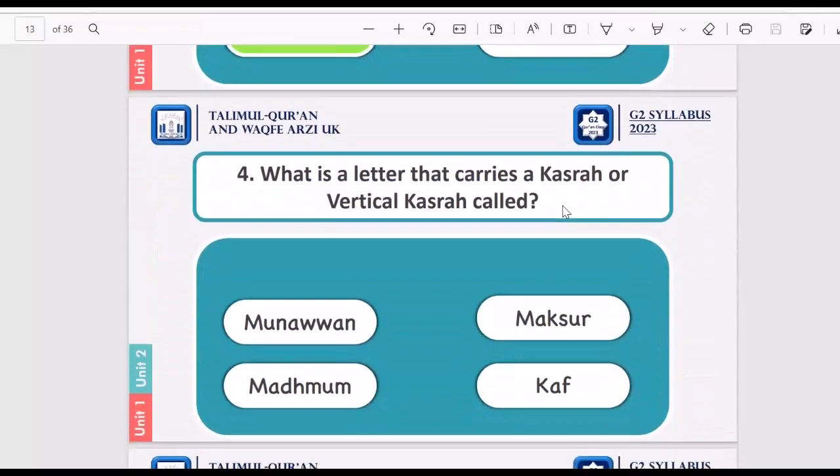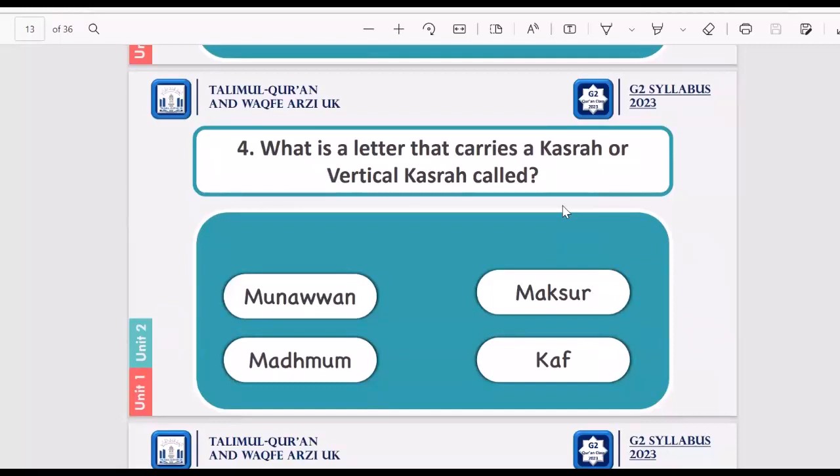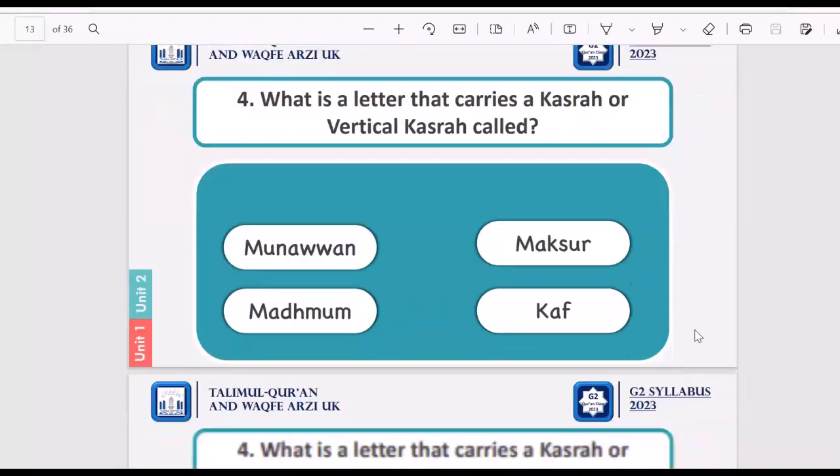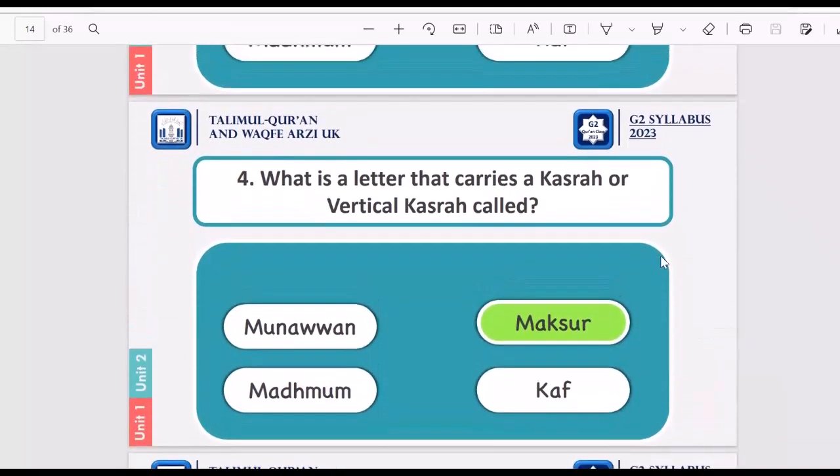Okay, so the next question is, what is a letter that carries a kasra or vertical kasra called? A munawwan, maksur, madmum, or kaf? Majority of the students have said maksur. Well done. The correct answer is maksur. So we have just revised that a letter that carries a fatha or vertical fatha is known as a maftuh, and a letter that carries a kasra or vertical kasra is known as maksur.